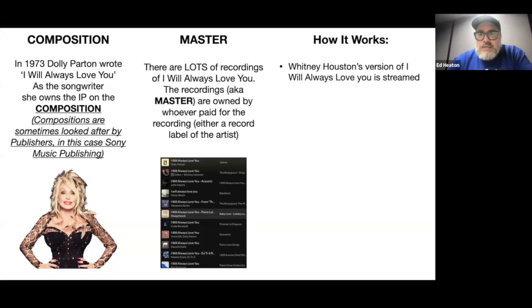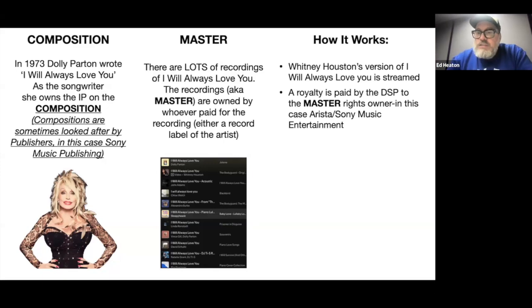So in practice, if we stream "I Will Always Love You" by Whitney Houston, which is arguably the most famous version, a royalty will be paid by the DSPs. And when we talk about DSPs, that means digital service providers. That's a way to talk about all the streaming services: Spotify, Apple Music, Google Play, and so on. We refer to them as DSPs, digital service providers.